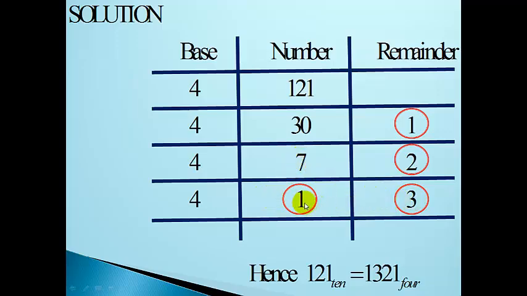Now because 1 is less than the base, we stop here and write as follows. We have 1, 3, 2, 1 base 4. So 121 base 10 is equal to 1, 3, 2, 1 base 4.